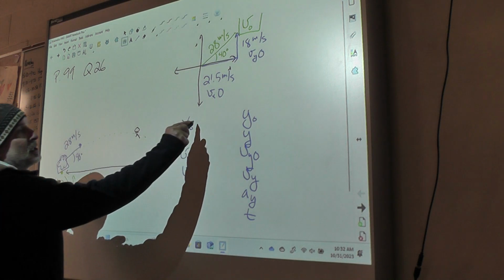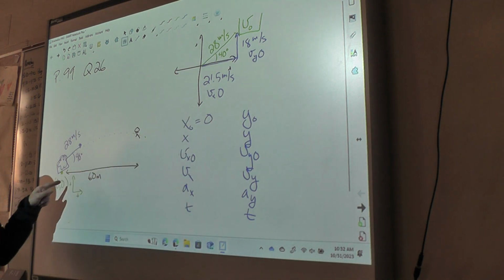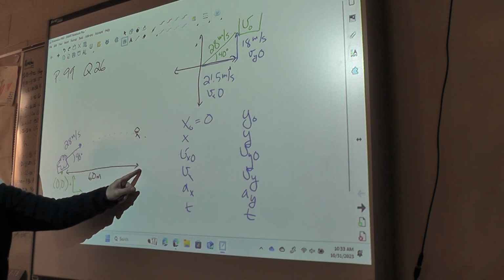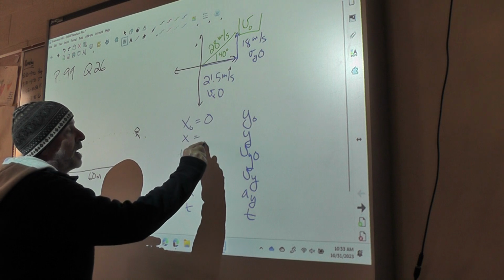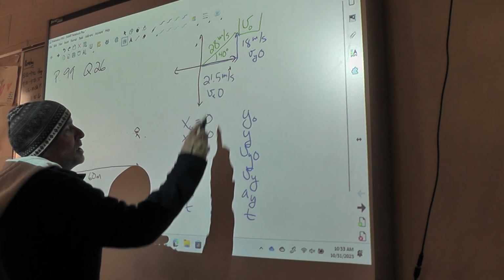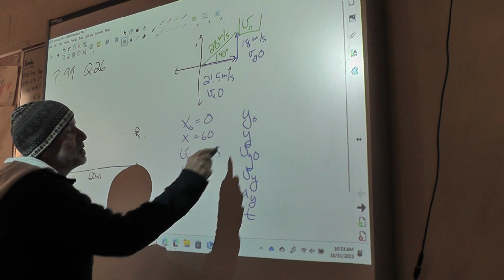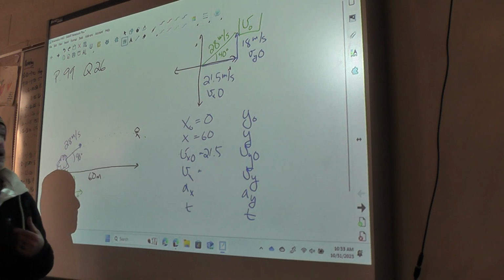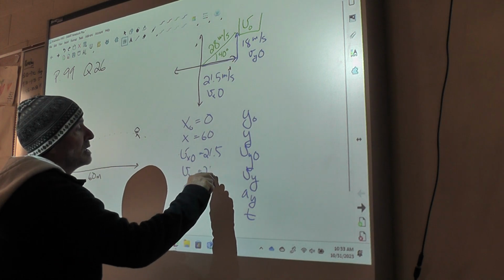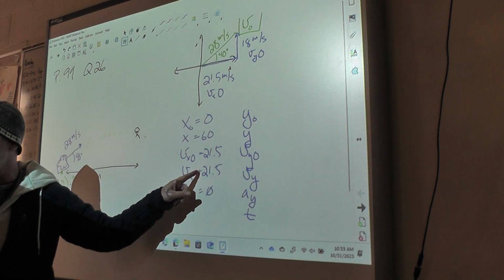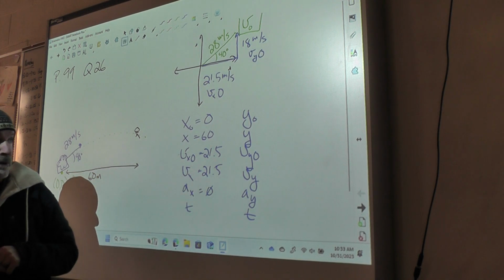We know this thing starts at position 0, and we know that it travels 60 meters in the horizontal dimension, so its final position is 60. Its initial velocity in the x dimension is 21.5 meters per second. We are assuming, since this is projectile motion, that there's no acceleration. So that means that the final velocity will be the same because the acceleration is 0.